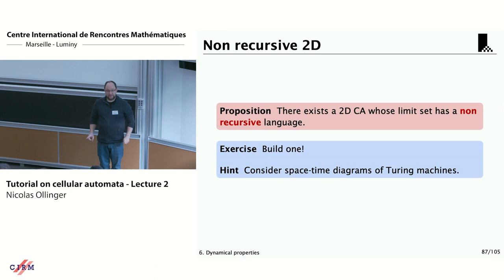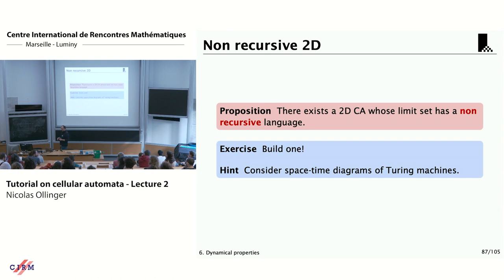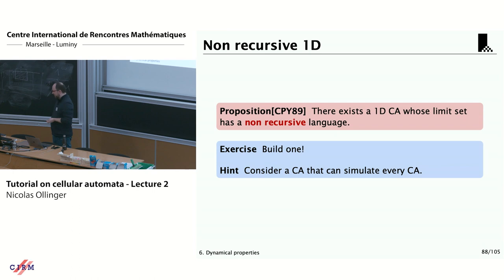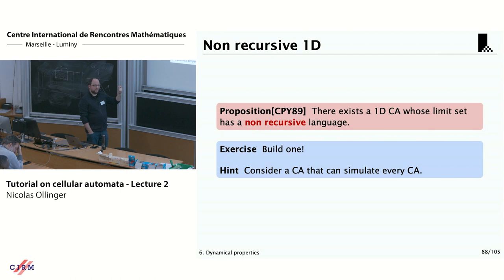And that's the first ingredient. Then from that, you can build a CA with non-recursive language. Then, of course, what your CA does is check that it's valid and take decision based on that. And if you want to do the same in dimension one, you take, for example, the intrinsically universal cellular automata from the first part, and you use them to get a CA with a non-recursive one-dimensional limit set.